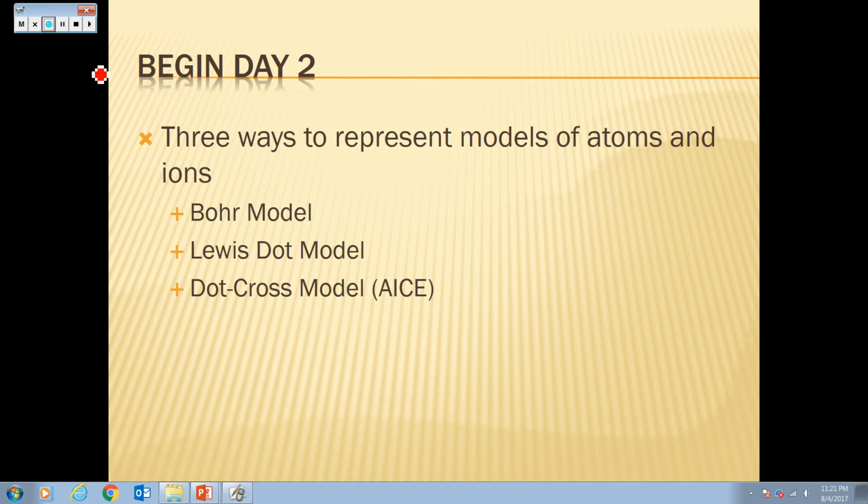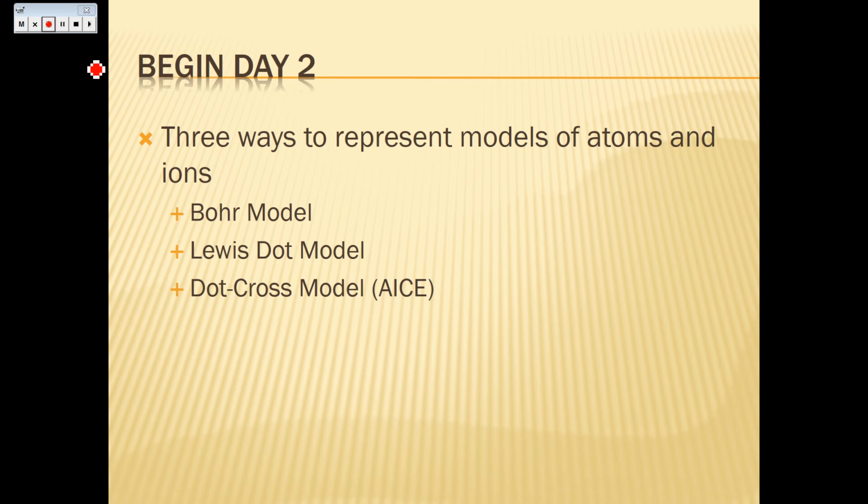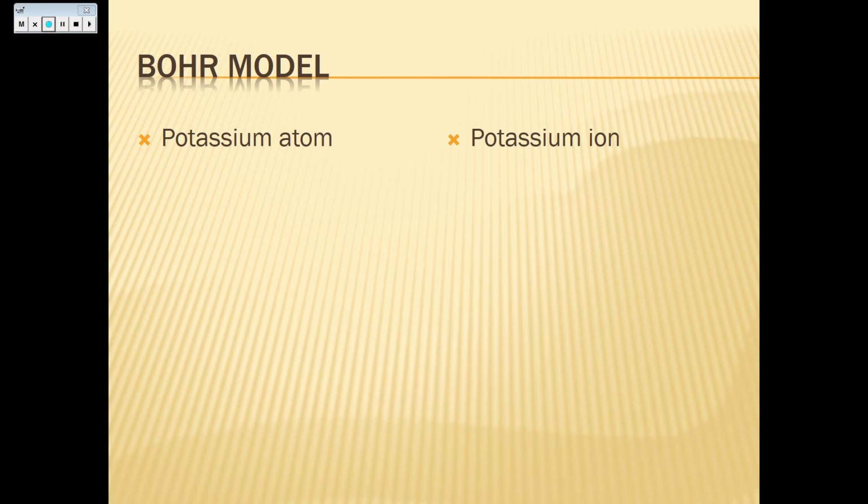Okay, today we're going to talk about three ways to represent models of atoms and ions using either the Bohr model, the Lewis dot model, or the dot cross model, which is commonly used in the ACE book. So let's take a look at the Bohr model first.